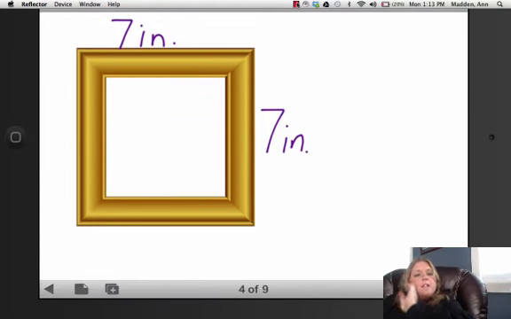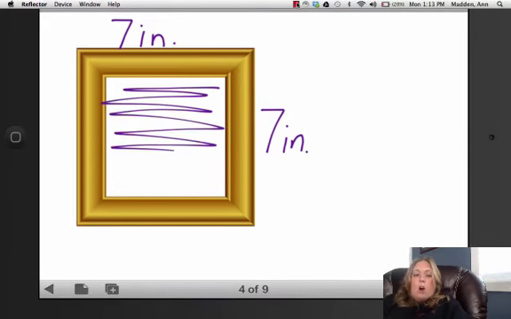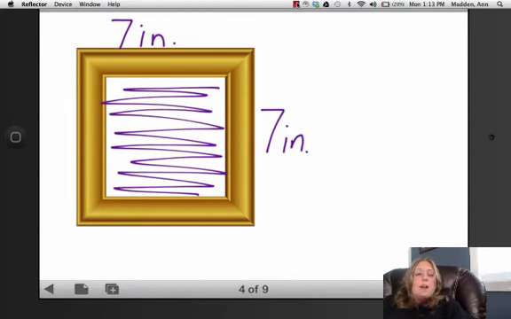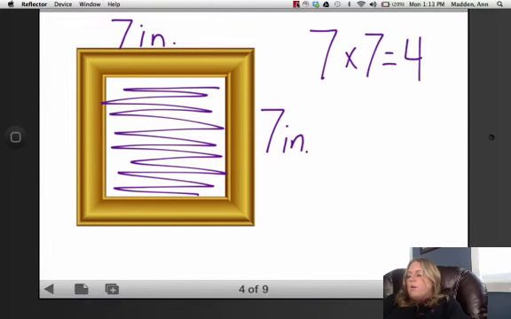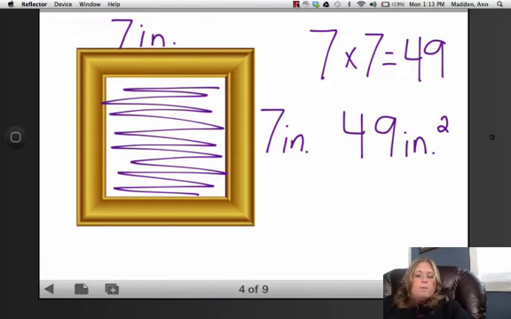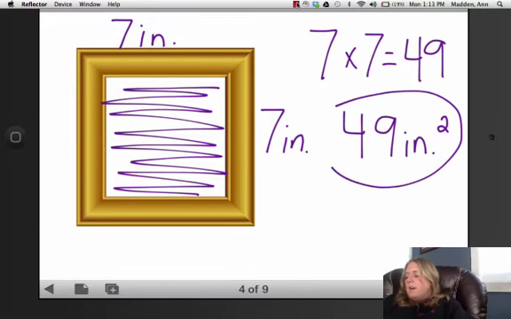Let's take a look at the next one. Here's a picture frame. The area remembers all the distance inside. 7 times 7 equals 49. You are not done there though. Remember, in order to find the area, you need to label it, so it would be 49 inches squared. There is the area for that picture frame.